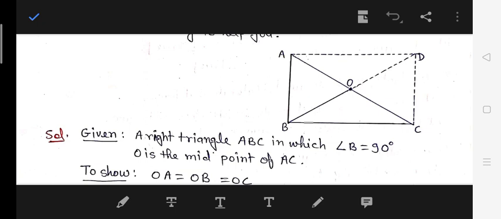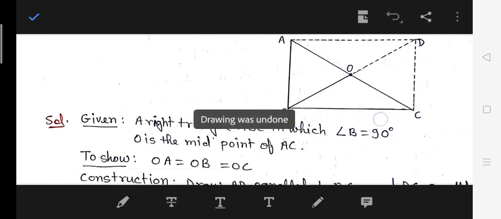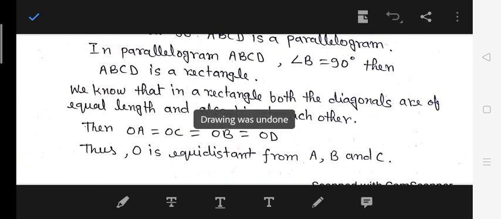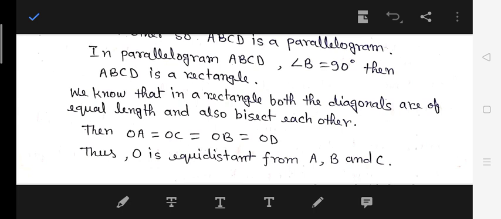It means OA equal to OB equal to OC equal to OD. It means all these four will be equal. So that's why I have written OA equal to OC equal to OB equal to OD. Thus, if OA equal to OC equal to OB, it shows that O is equidistant from A, B and C. So that's why it is proved that O is equidistant.